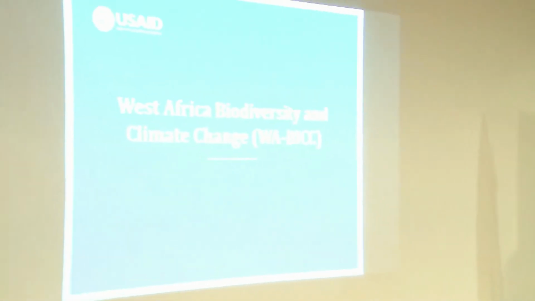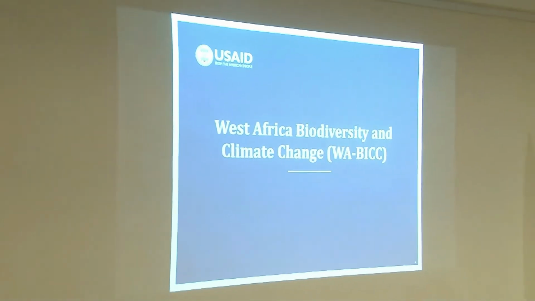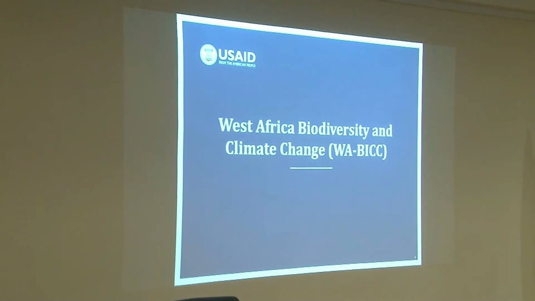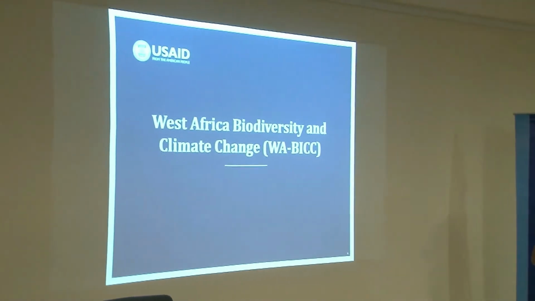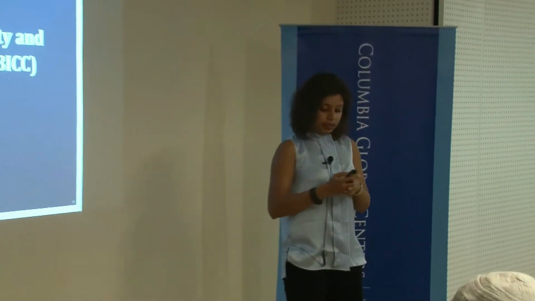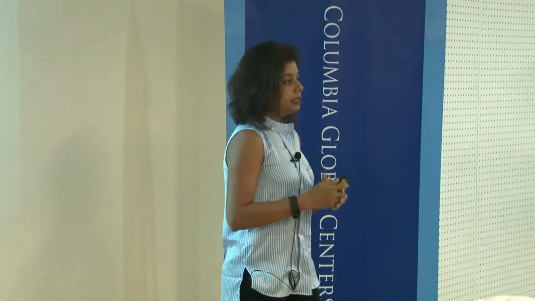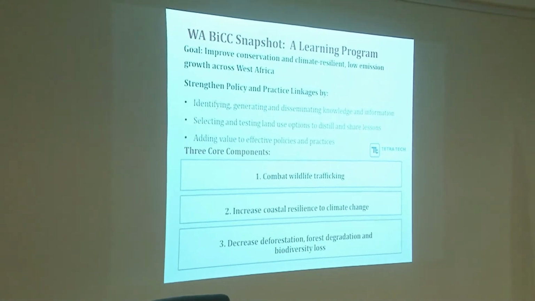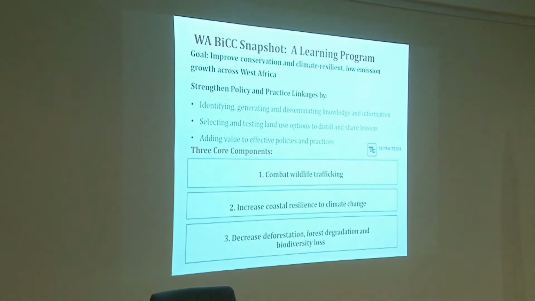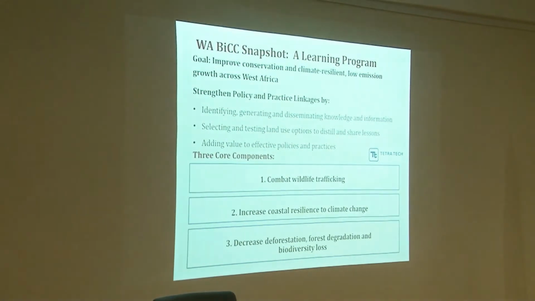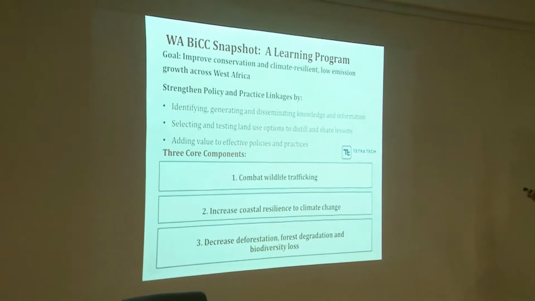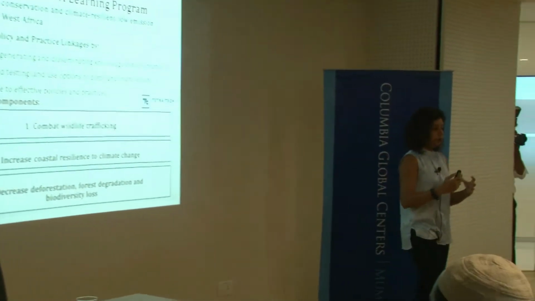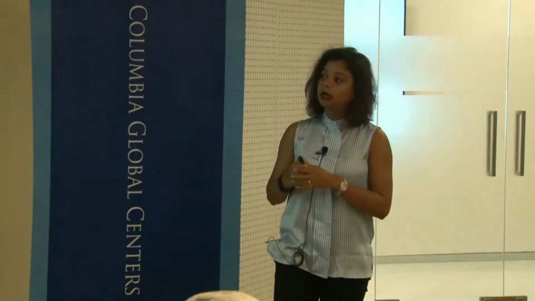So the one project that I would like to discuss today is a USAID project. It's called WABiC. The full form is West Africa Biodiversity and Climate Change. So basically the goal of the project is improving conservation and climate resilient low emission growth across West Africa, which I think many of you could relate to. Now this is a huge project and it's led by a company named Tetra Tech, and we are one of the many partners. So we are partnering with government agencies across different countries in West Africa.